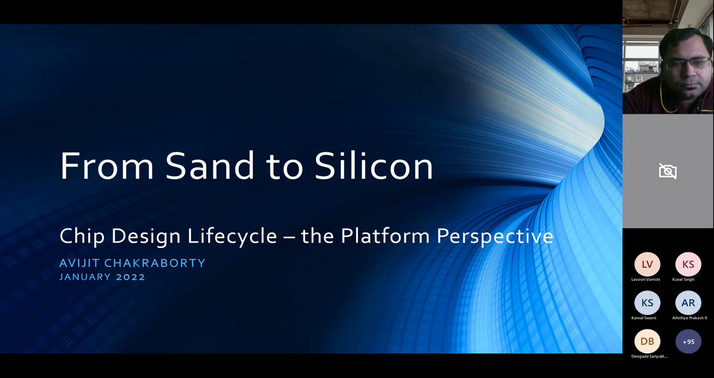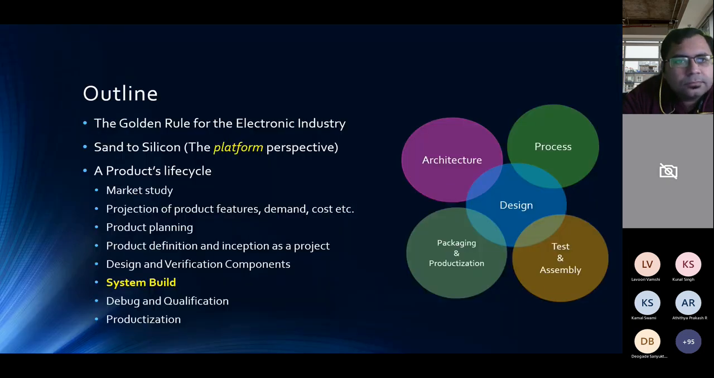This talk is primarily going to be focused on the way we design a chip and how the entire process works, starting from sand and all the way to silicon. And also a sort of an evolution study of how a system has evolved over the last few decades, right? So this is going to be the outline for my talk.